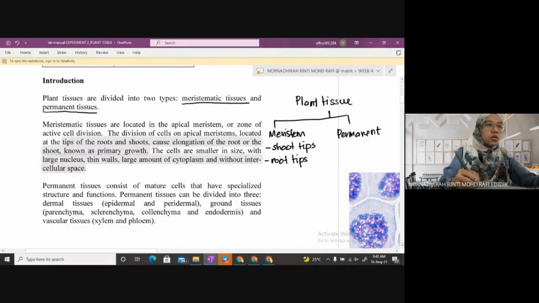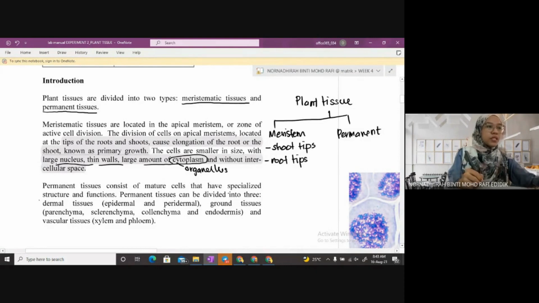Okay, itu secondary growth. Okay, so characteristic of meristematic tissue, the large nucleus, thin wall, thin cell wall and large amount of cytoplasm. Kenapa? Okay, cytoplasm we know that it contains organelle. So, in order to undergo cell division, since meristematic undergo cell division, so dia perlu double the organelles. So dia bukan saja divide nucleus, dia perlu divide organelle. So in order to divide the organelles, so they have to replicate the organelle as well. So that's why the volume is large in amount.